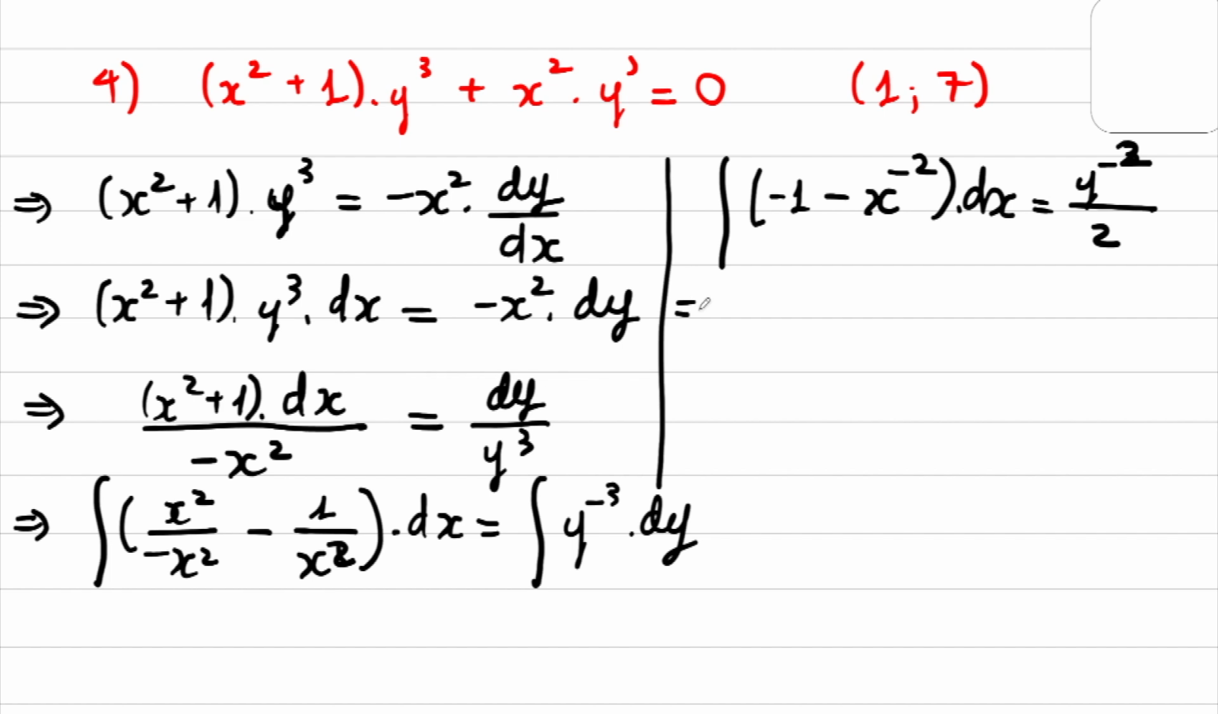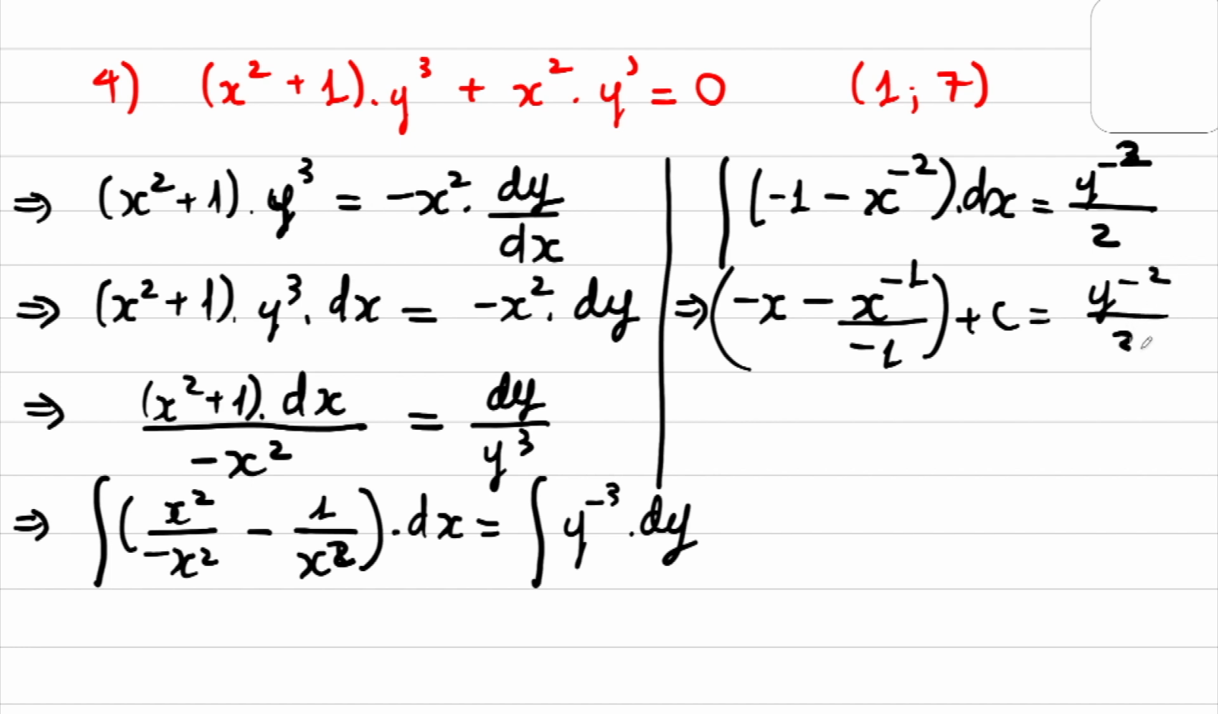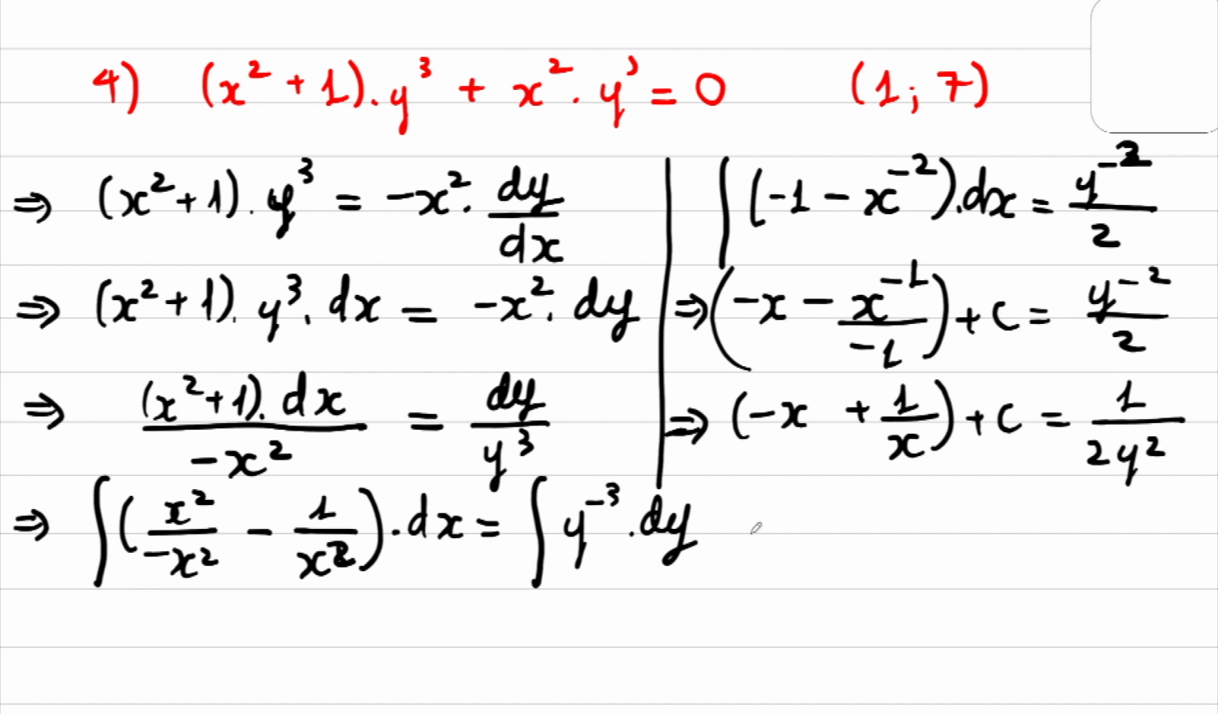And how about the left hand side? You get minus x minus 1 divided by minus 1, so plus c for one side, and then you get this form. And I think this form is a little bit more complicated, and when I want to substitute values for x and y, I have to rewrite it in a simpler form. You get here minus x, and here plus 1 over x, and then plus c equal to 1 over 2y squared, like this.